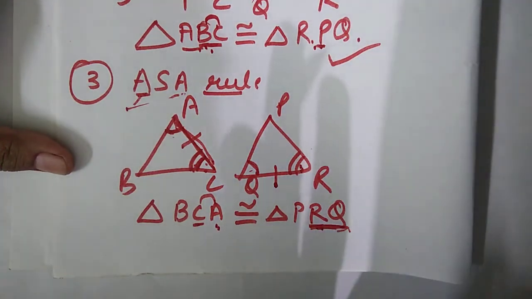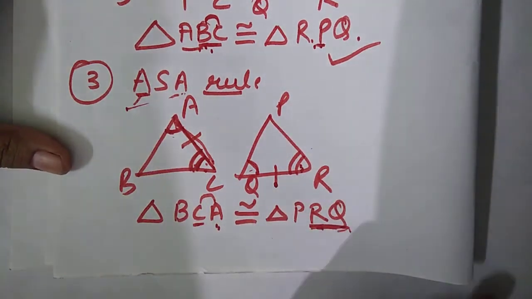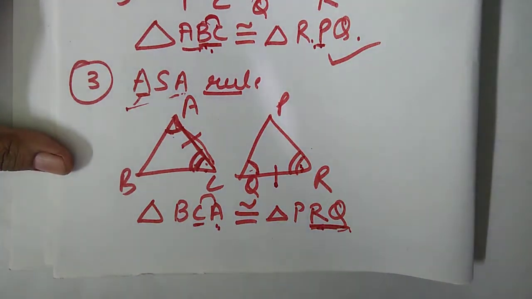Okay. Now the last rule that we have learned in congruence of triangles is the RHS rule. Right angle, hypotenuse and side.